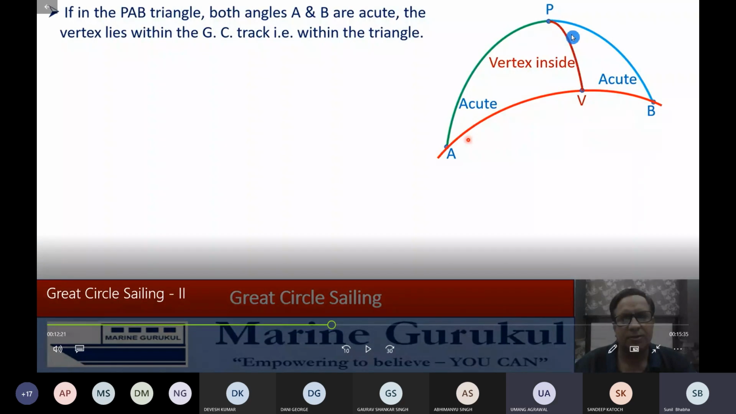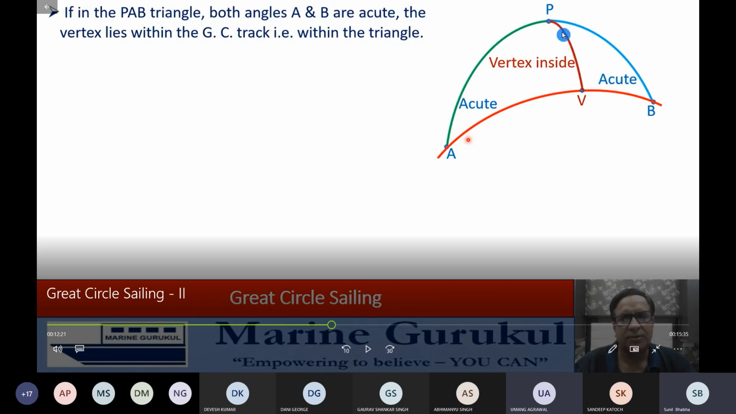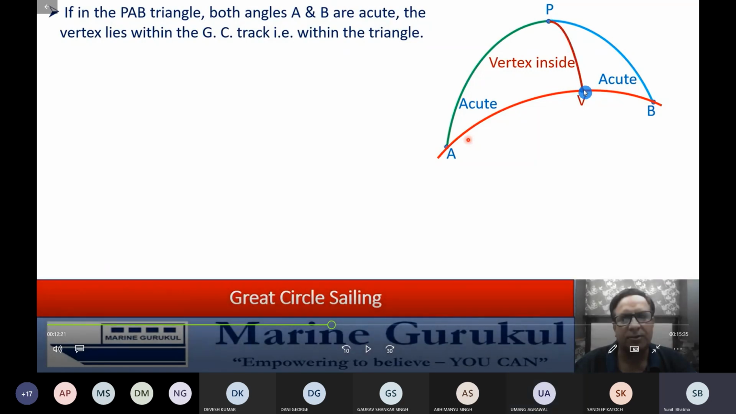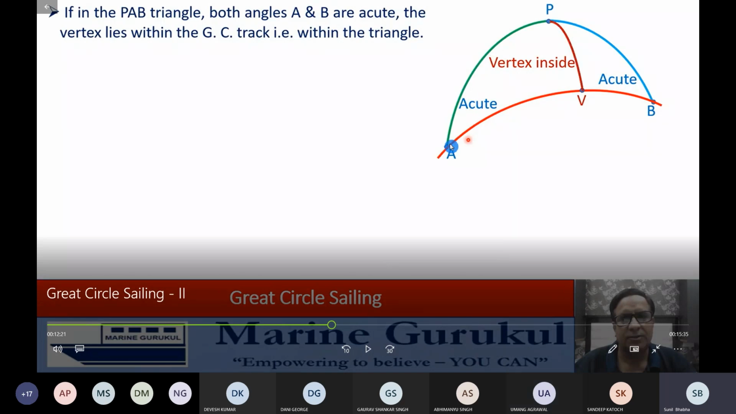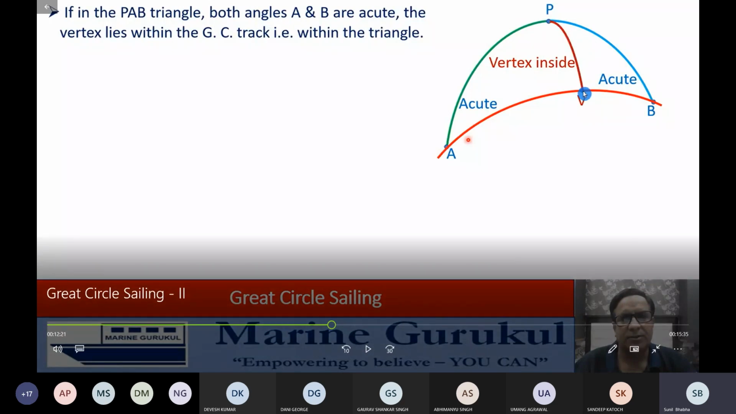Sir, this PV will be, in a way, the colat of our vertex. Very good, beta. You are exactly thinking in the right direction. Okay, sir. Papa Victor magnitude will be the colat of the vertex. Exactly as PA was the colat of A, Papa Bravo was the colat of B. Similarly, Papa Victor will be the colat of the vertex. So if you can somehow calculate this PV side, you will be able to find the latitude of the vertex. Very good, beta.